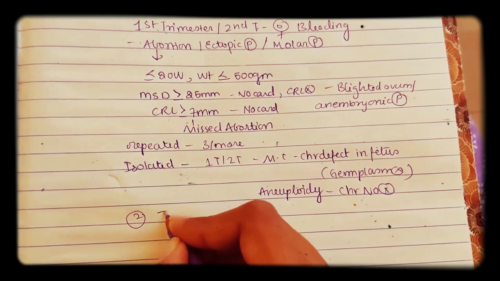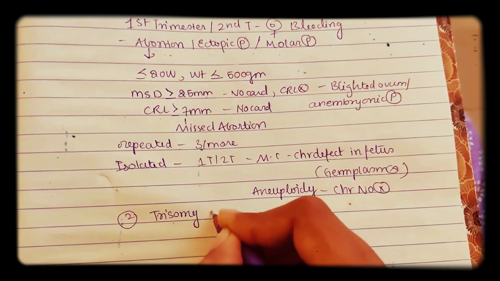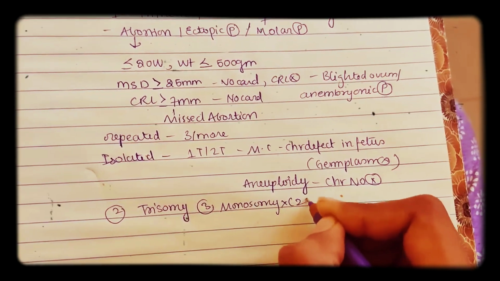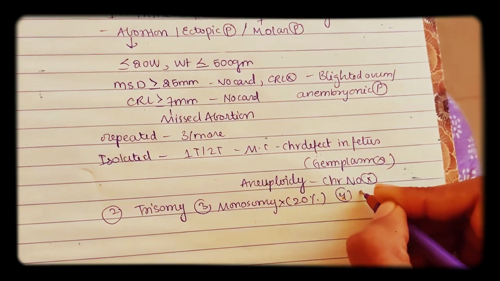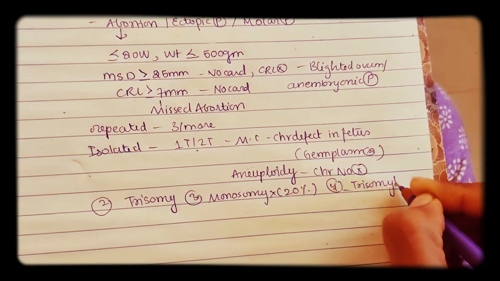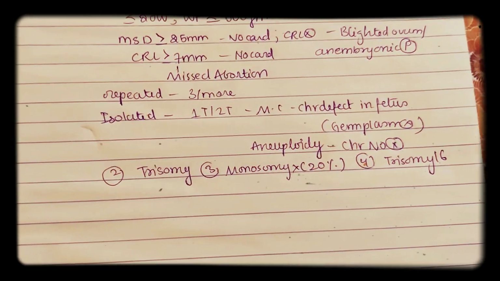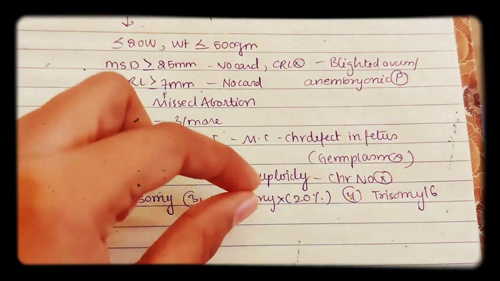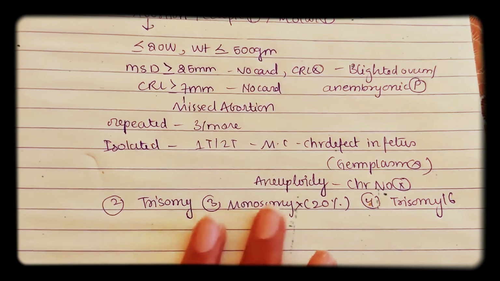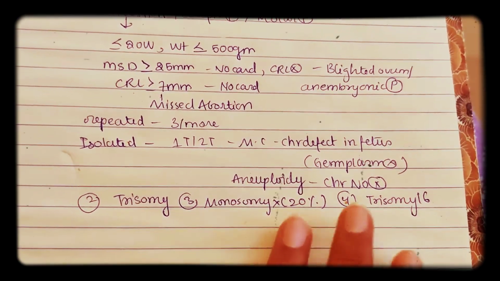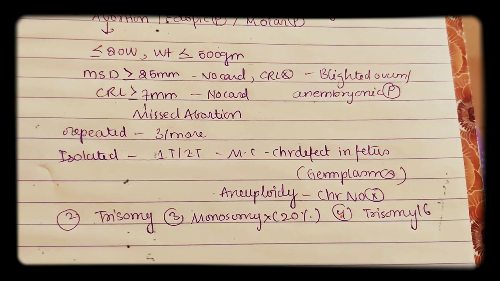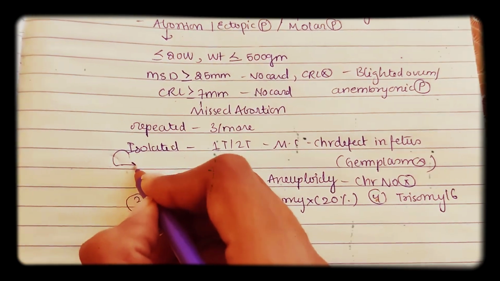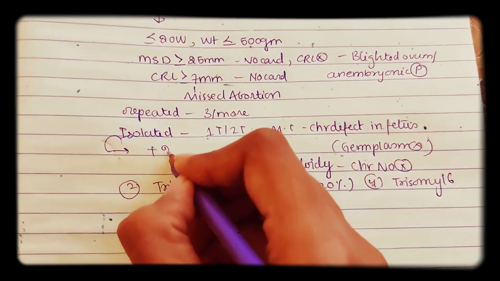The second reason is trisomy. The third reason is monosomy X, which is seen in about 20% of cases, and the fourth reason is trisomy 16. So according to the best answer, we need to answer this way. In isolated abortions the most common reason is chromosomal defect, that too aneuploidy. Then trisomy, next monosomy X seen in 20%, and next trisomy 16. Note that infections can also lead to a single episode of abortion, so isolated abortions are not only because of these defects, also add infections here.